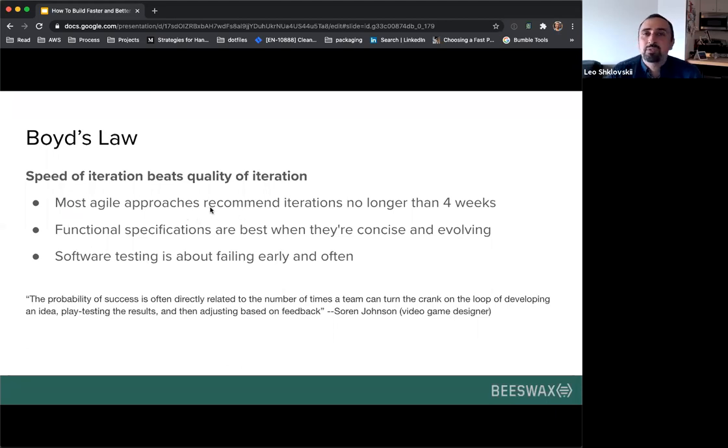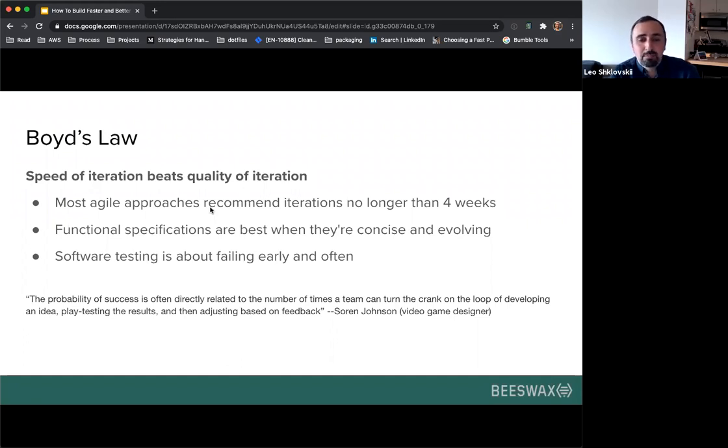If you've worked with any sort of agile approaches on building software, they recommend iterations no longer than 4 weeks, just making smaller, tighter cycles that you can iterate quickly. It means that functional specifications are best when they're concise and evolving. You don't know what you're going to discover as you make small sprints. So it's really impossible to come up with a complete, fully functional design up front. And the best way is sort of to accept that and iterate as you go.